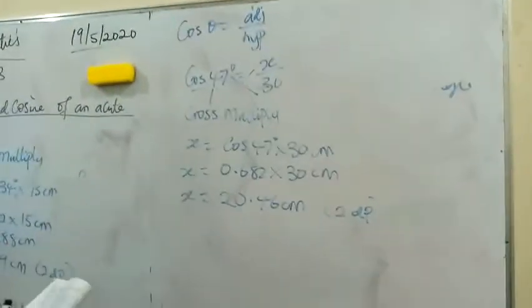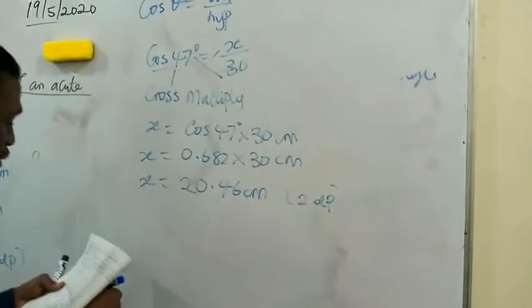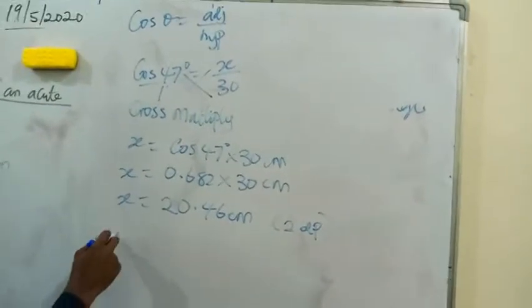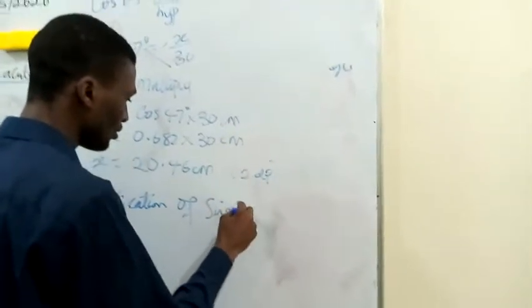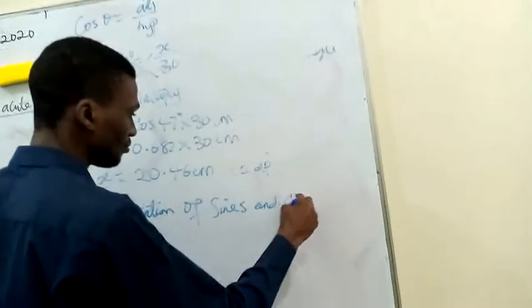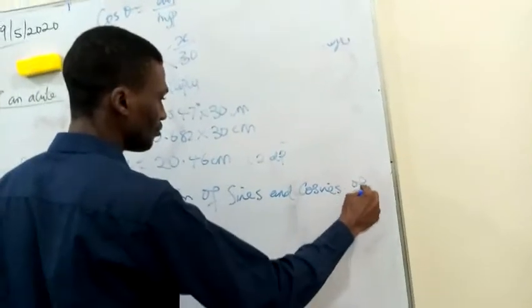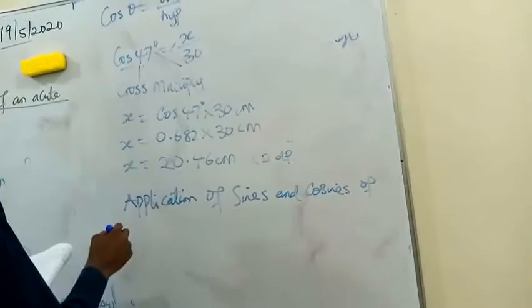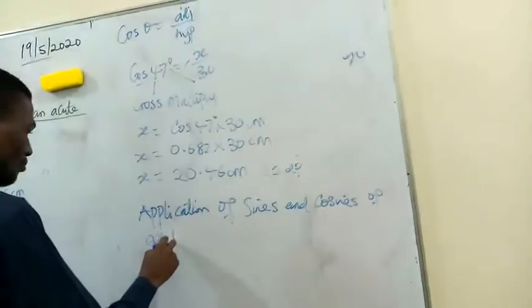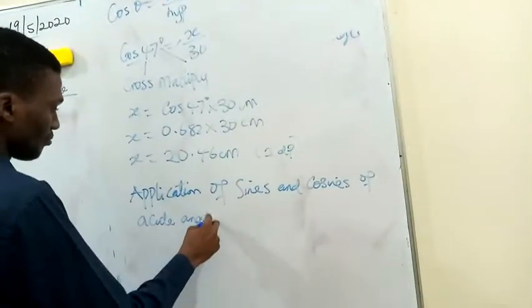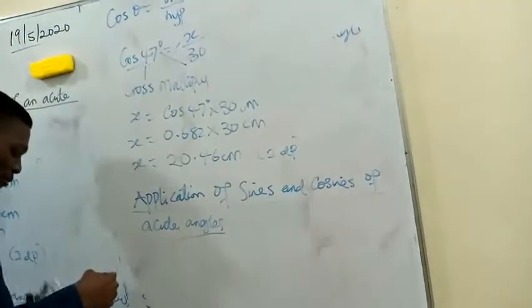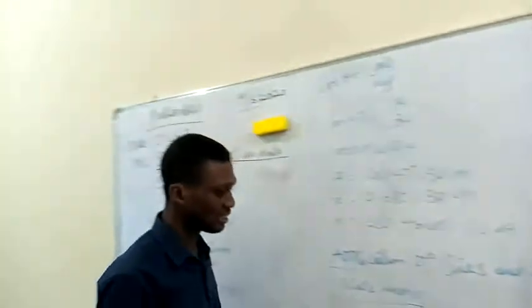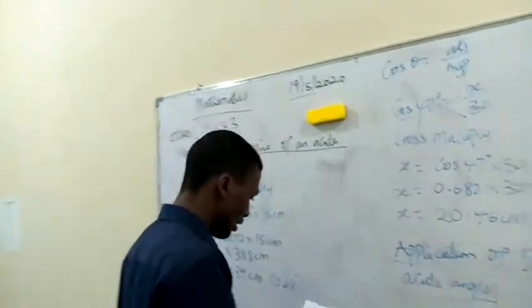Next, we look at how to apply sines and cosines of acute angles. Application of sines and cosines of acute angles. Remember in our previous class we talked about an acute angle. We said these angles are less than 90 degrees. Now we have a question.